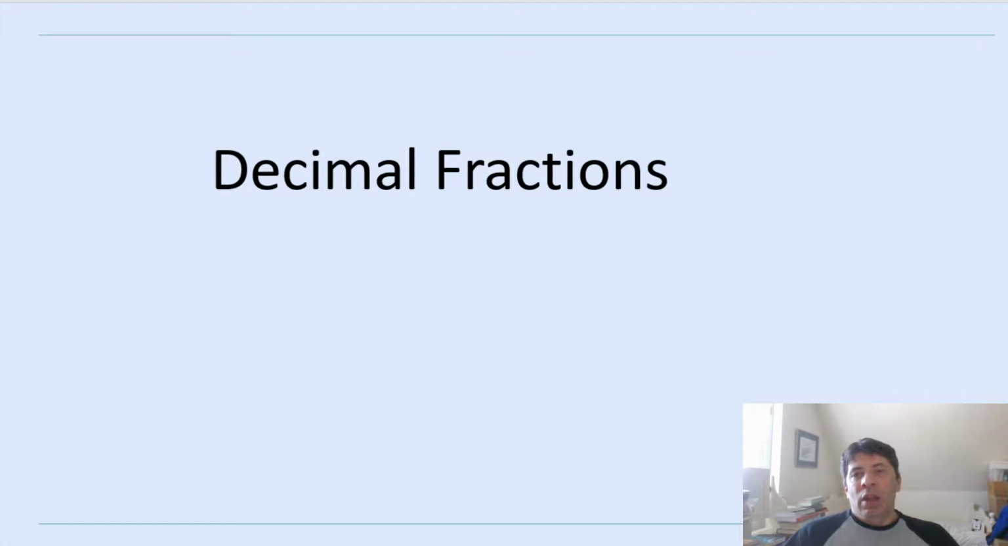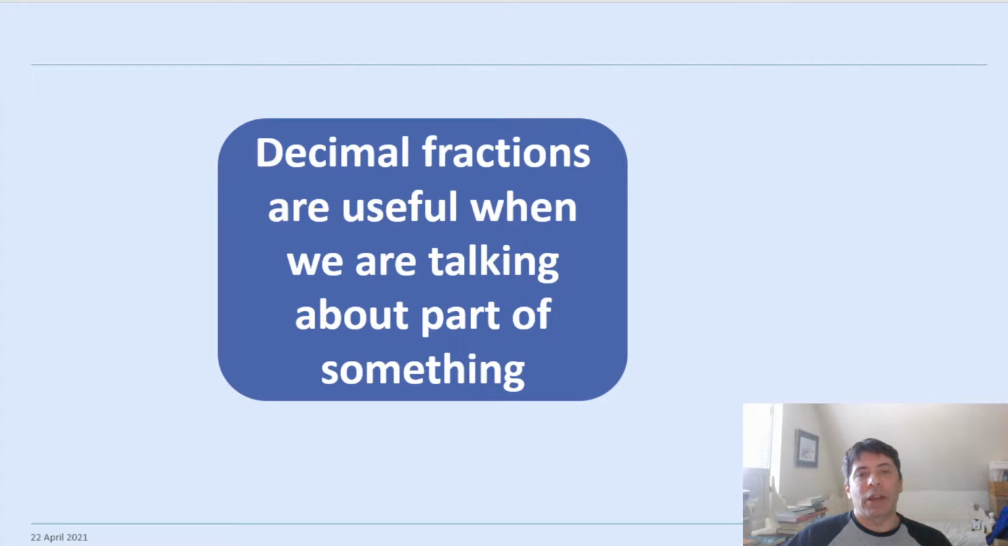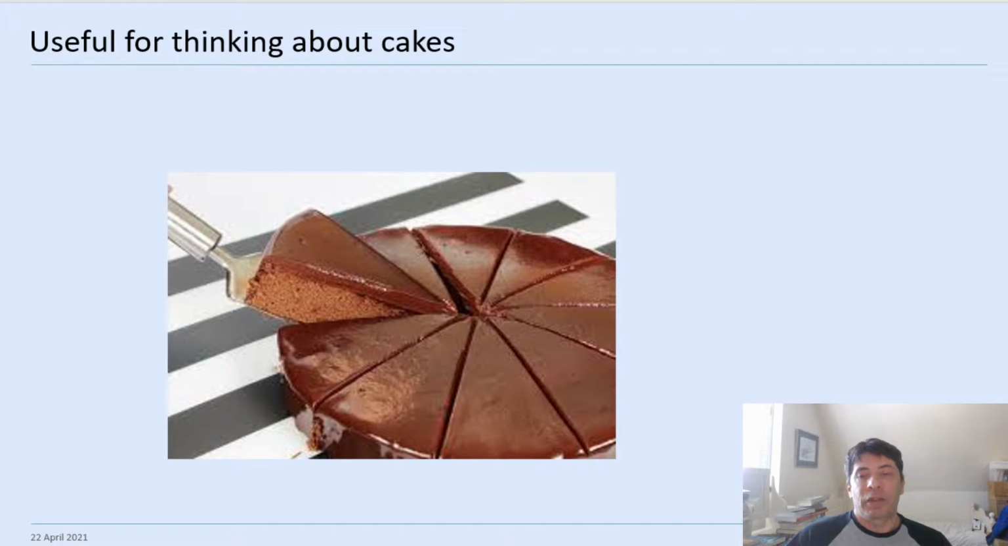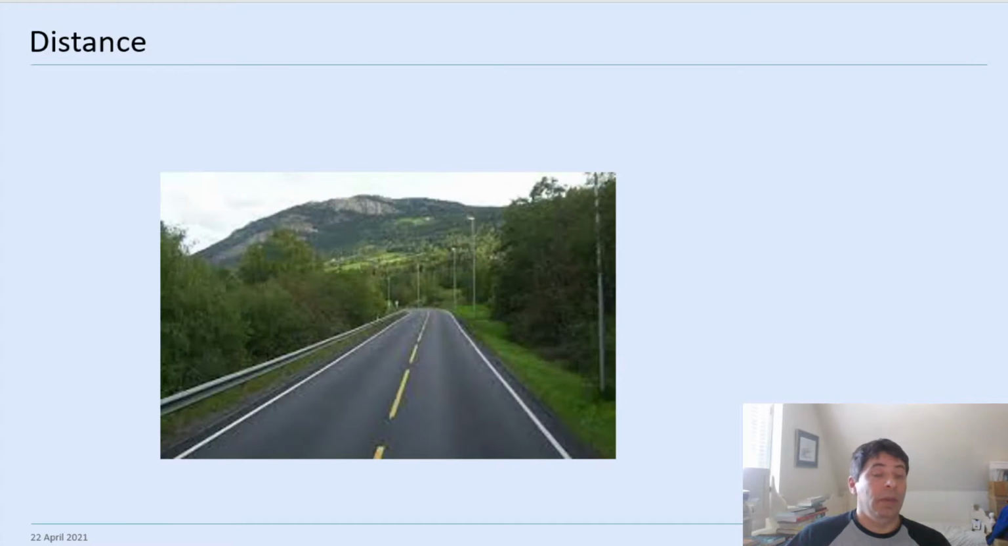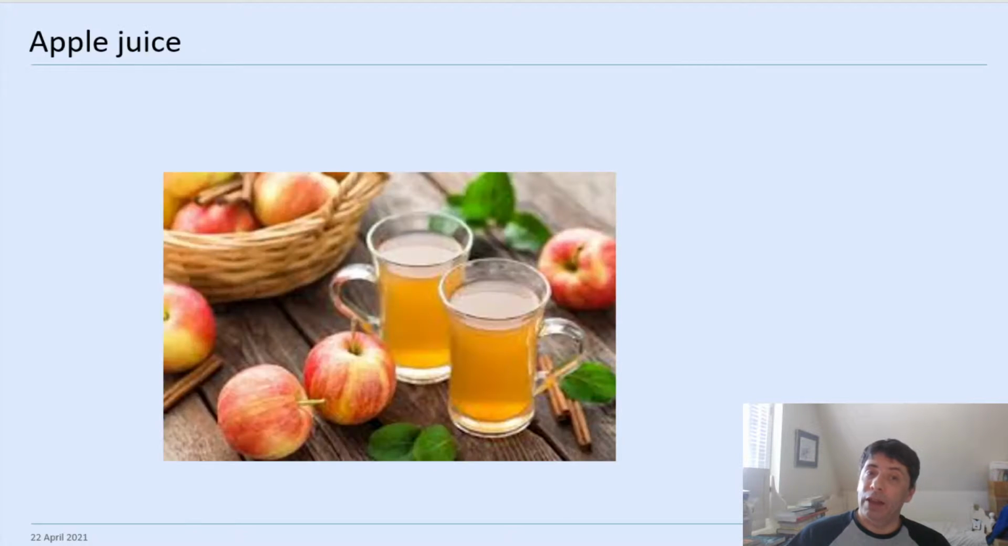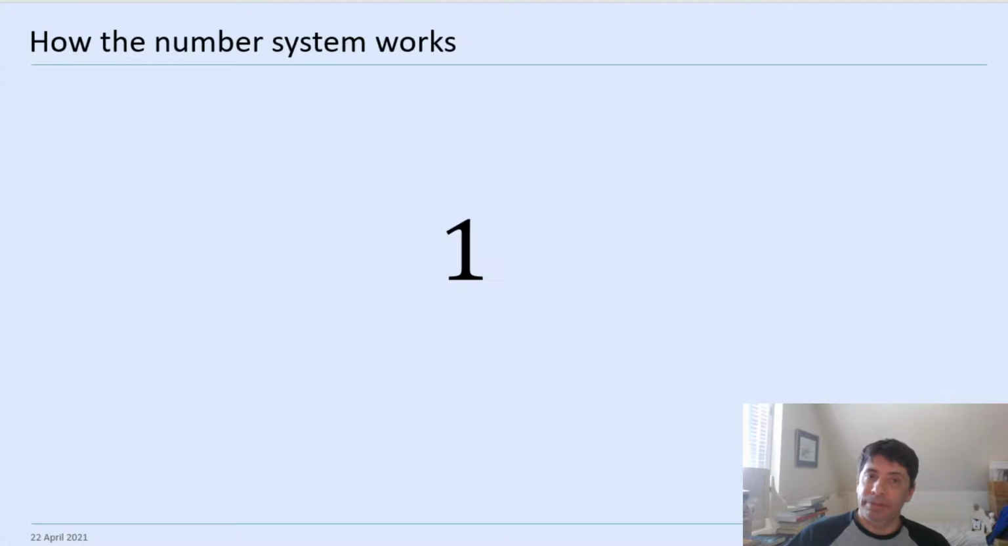I'm Simon. Today we're going to explore decimal fractions, sometimes referred to as decimals. Decimal fractions are useful when we're talking about part of something. Part of a cake, part of an amount of money, or time, or distance, or a pie, or some apple juice. Let's start from how the number system works.